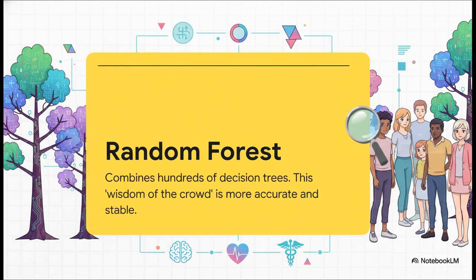And we can even take this a step further. You see, a single tree is awesome for clarity, but sometimes it can be a little unstable. So what's the solution? Well, instead of just one tree, let's build a whole forest of them. By getting hundreds of trees to look at the problem from slightly different angles, the combined result, the wisdom of the crowd, it ends up being way more accurate and a heck of a lot more stable.